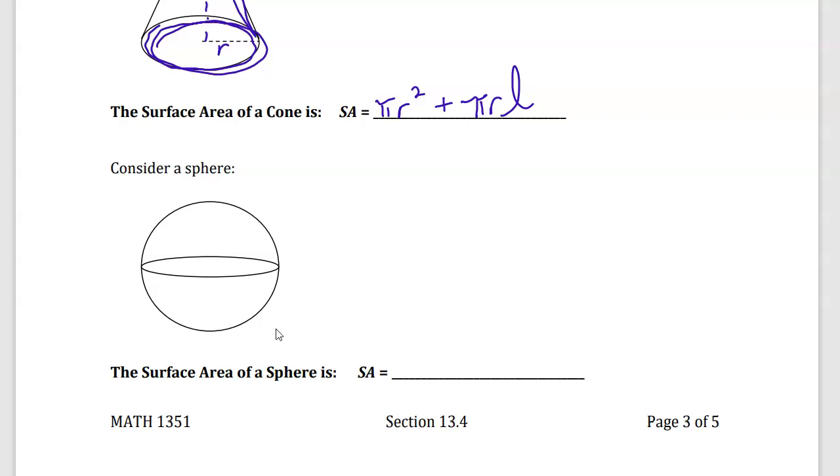The surface area of a sphere is the outside of a ball, and that's going to be 4 pi r squared. So in the next video, we will actually use these to practice.